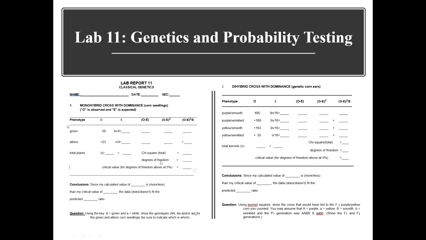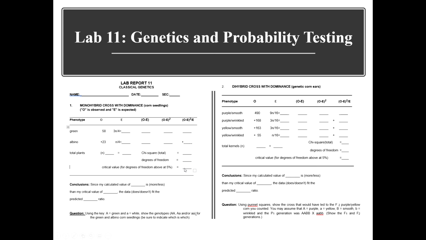Now, your degrees of freedom are defined as the number of data sets minus 1. You have 2 data sets, green and albino, minus 1. That would be 1 degree of freedom. Then you have to go in your table of critical values that are in your lab manual and look up under 1 degree of freedom, accepting 5% error, and look up that number.